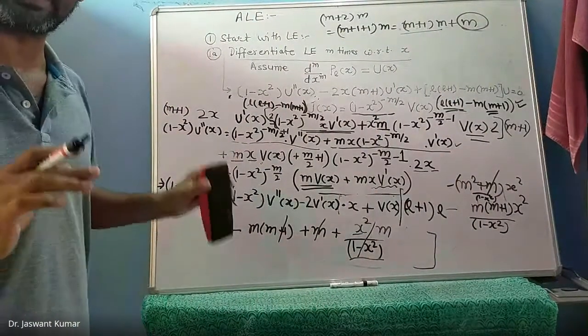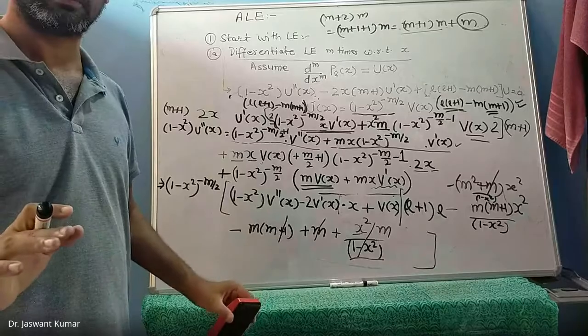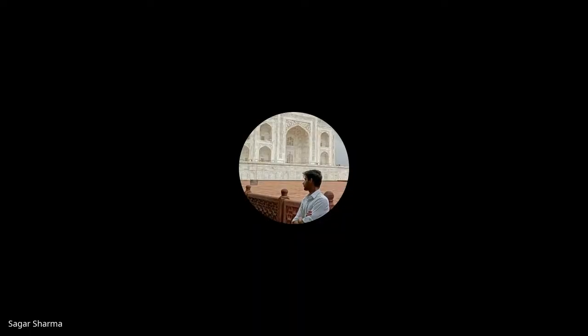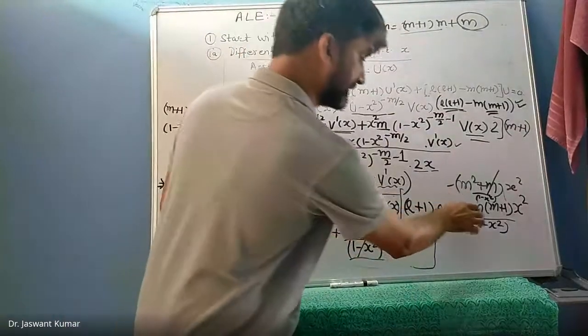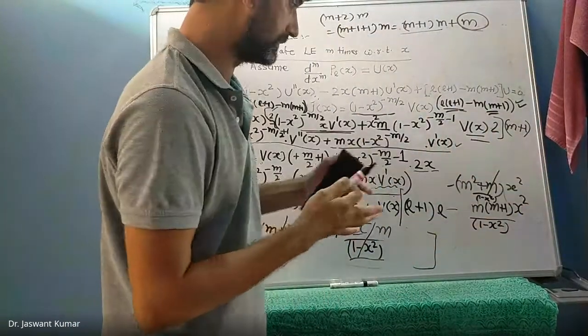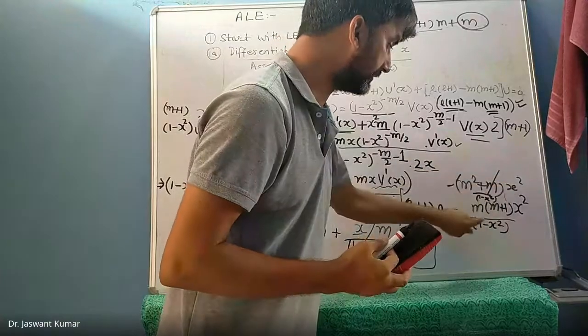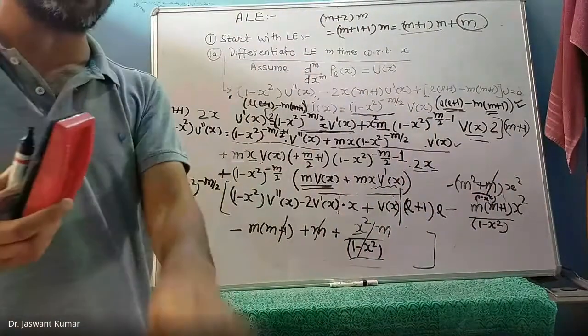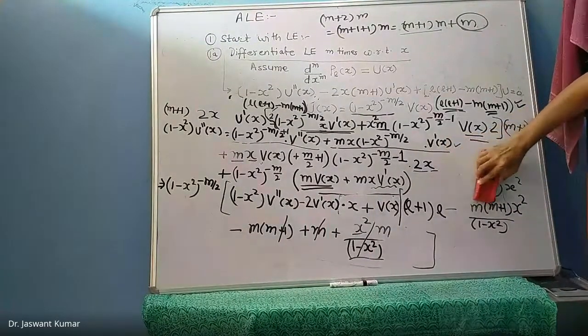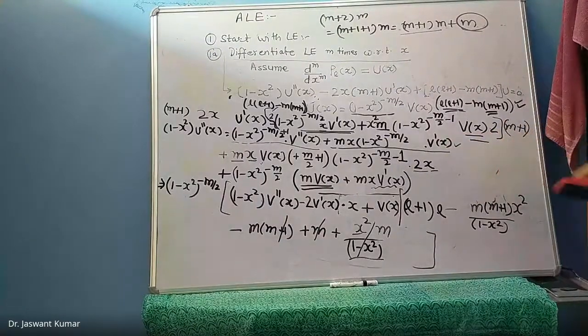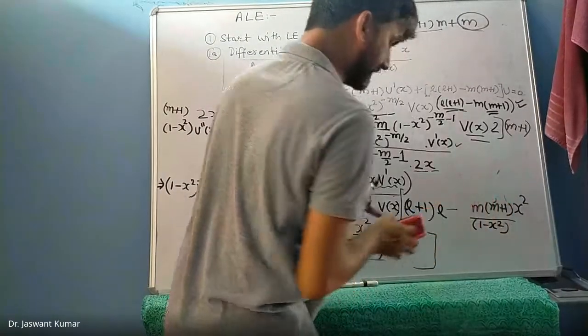Tell me if that does not make sense with you. Okay, sir. Clear. So what is left from this expression? What is left from this expression is only minus m square term. Minus m square times x square divided by 1 minus x square. Yes, sir. So I write this as, I remove this plus 1 from there.